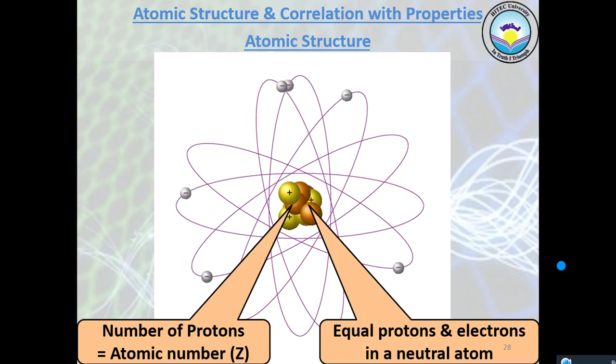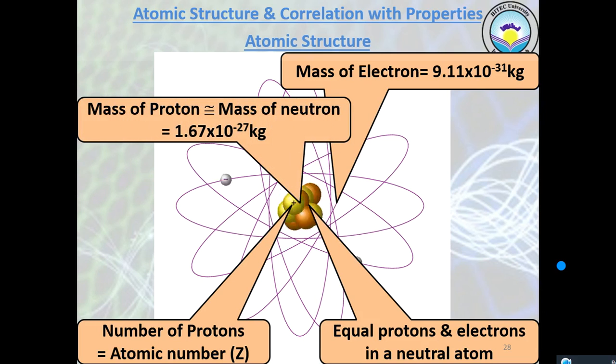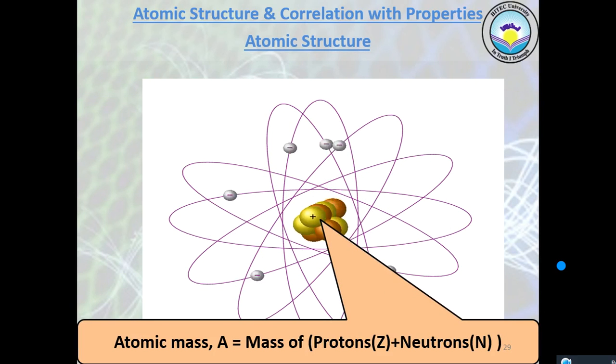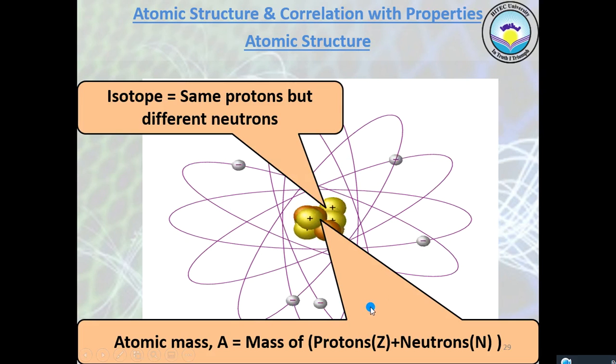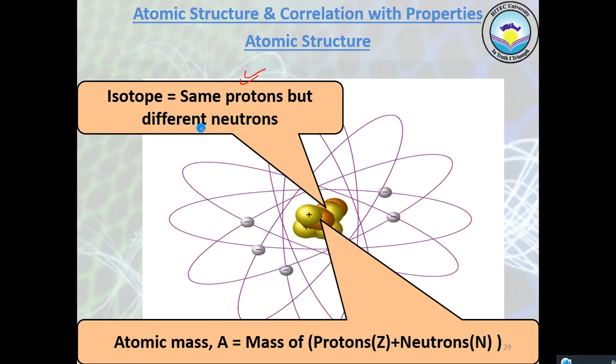So we have an equal number of protons and electrons in a neutral atom. The mass of an electron is 9.1 × 10^-31 kg, and the mass of a proton is nearly equal to the mass of a neutron, about 1.6 × 10^-27 kg. And what is atomic mass? Atomic mass is the sum of the masses of protons and neutrons. What is an isotope? Same protons but different neutrons.